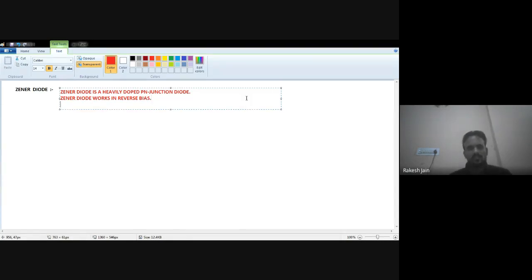The main application of the Zener diode is voltage regulation. Means with the help of a Zener diode that we connect in the circuitry in reverse bias, it will give you a fixed DC voltage instead of pulsating AC, or instead of unregulated DC. So fixed DC means regulated DC voltage we will find at the output of that circuit. That circuit name is voltage regulator circuitry. So the main application of the Zener diode is as a voltage regulator.